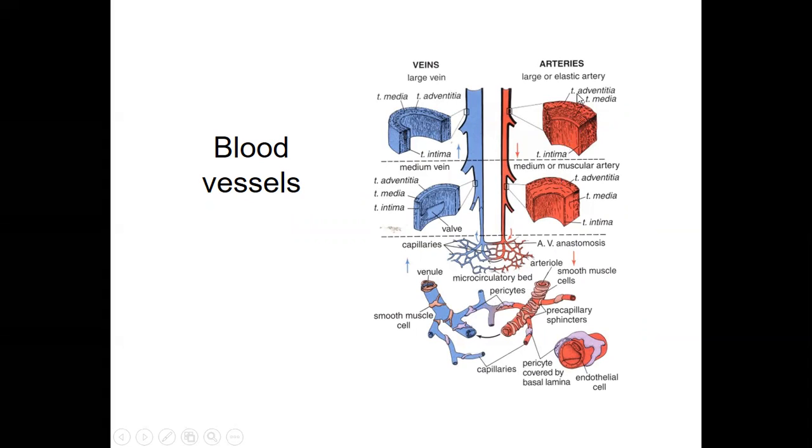So here we can see that there are three layers: the tunica adventitia, then the medial layer, the tunica media, and then the tunica intima. Adventitia, media, and intima.